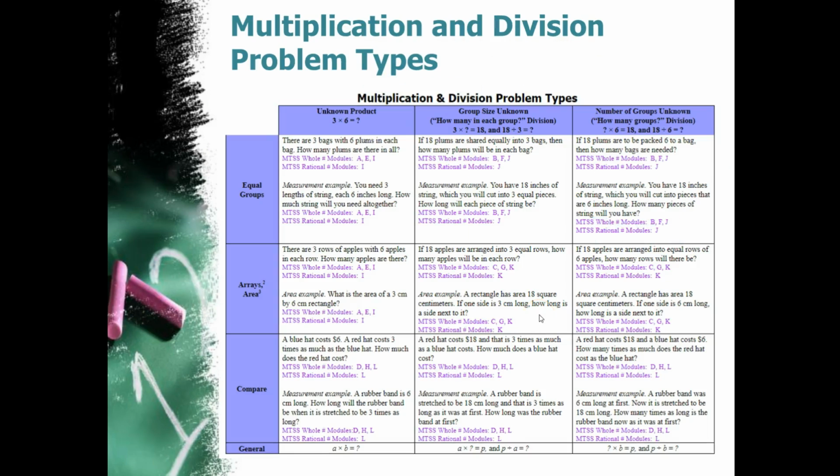NCDPI includes 3 types of multiplication and division problems in the North Carolina Standard Course of Study. The types are equal groups, arrays in area, and compare. Each of these problem types can have unknowns in different places. We will look at each of these problem types in the next few slides.